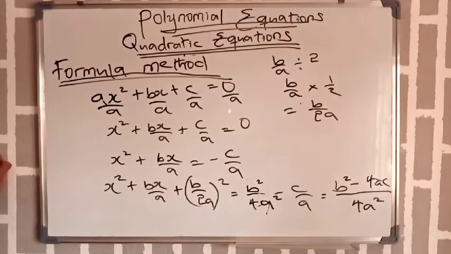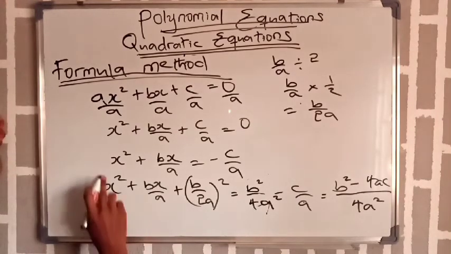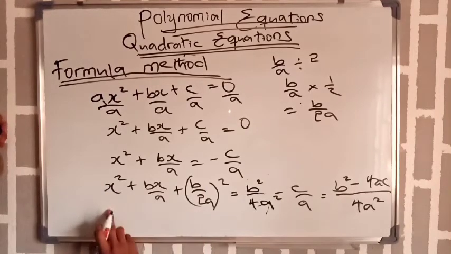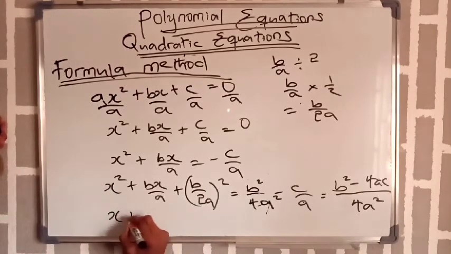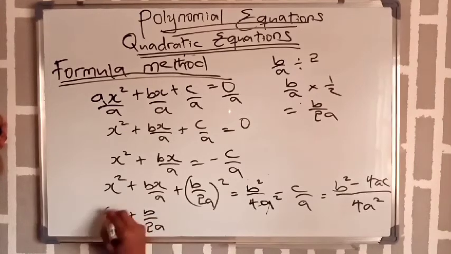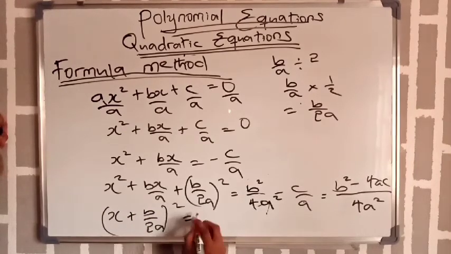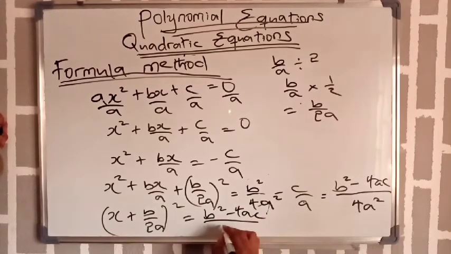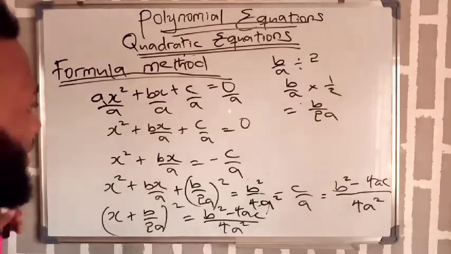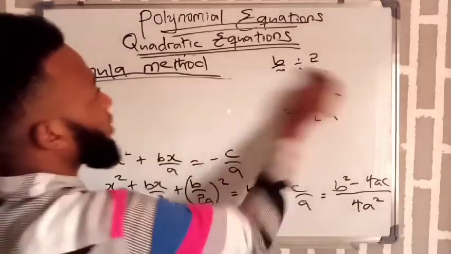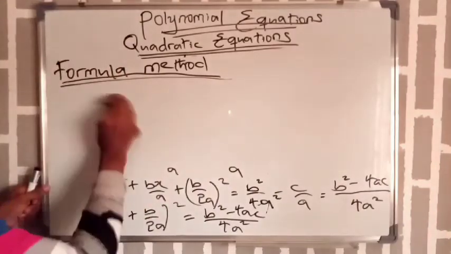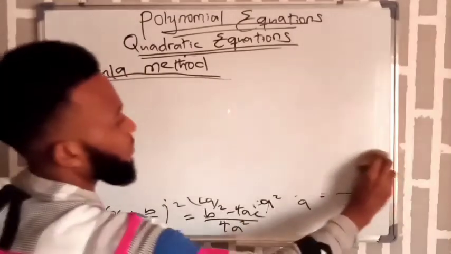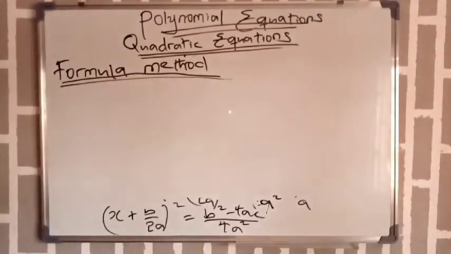Okay? Yeah, so like we did the other time. You just pick this and you pick this, and then it becomes x plus b over 2a all squared equals b squared minus 4ac all over 4a squared. Yeah, simple as that. So let me wipe off this. So we're working with just this now.